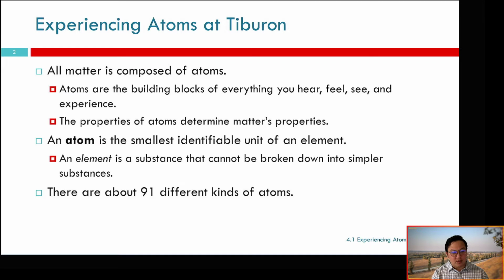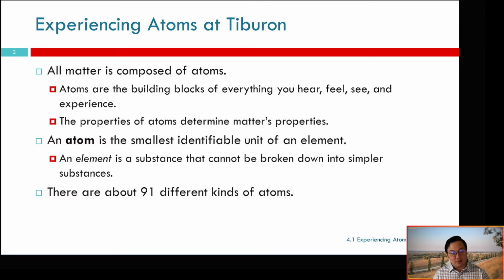The properties of atoms determine matter's properties. The atom is the smallest identifiable unit of an element. So if you took, for example, my Apple Pencil and broke it down as far as you could, just kept dividing it in two, cut it in half, cut that in half, cut that in half. If you just kept going, eventually you would hit a point where you could cut nothing in half, and that would be an atom. There are about 91 different kinds of atoms that occur naturally.